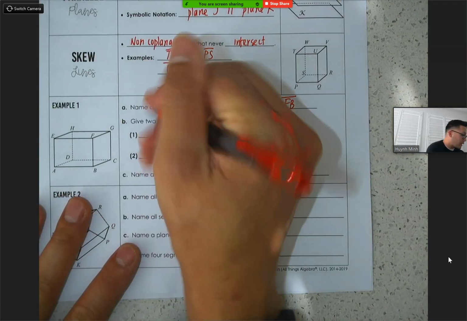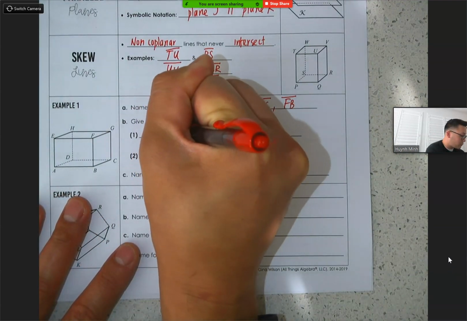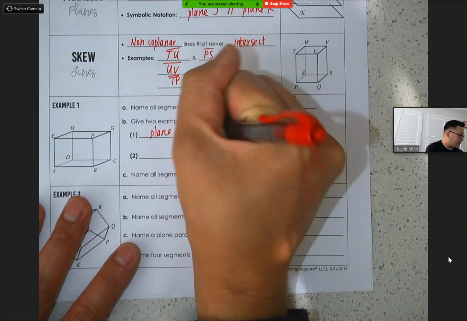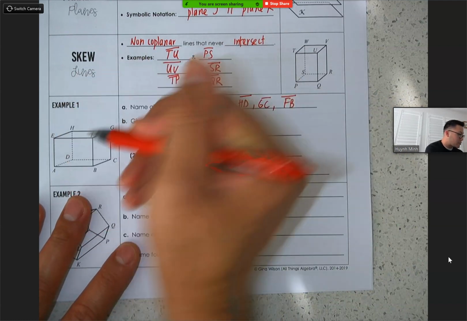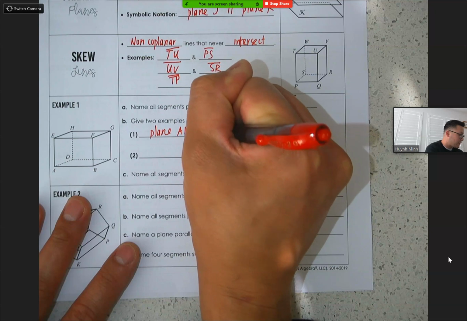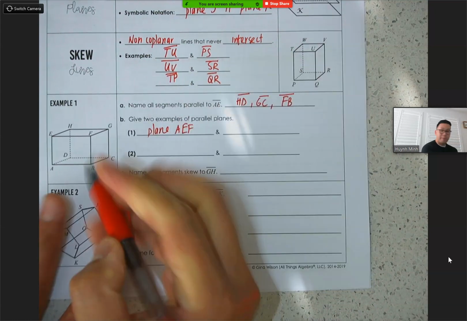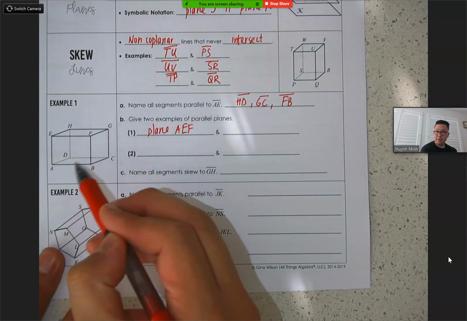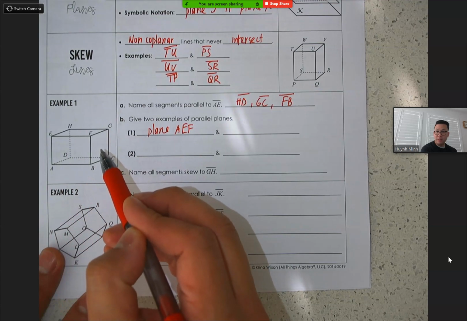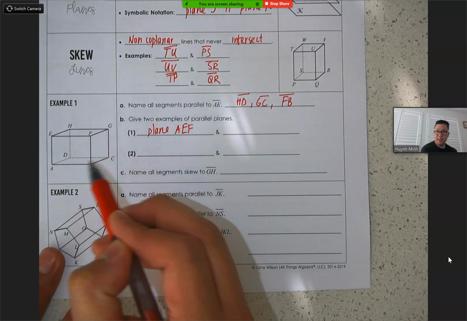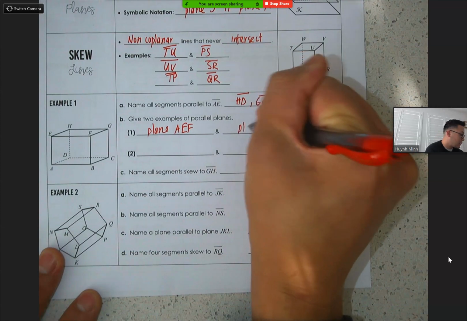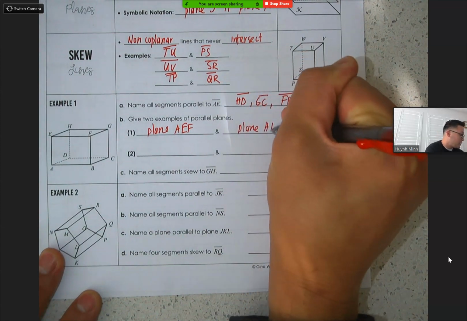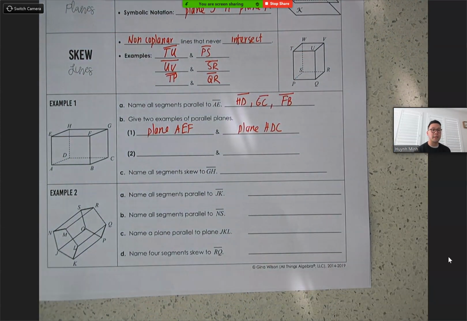So I can say plane AEF. Now, the plane that's parallel to the very front of this would be this back one right over here. So I'll choose any other 3 letters. So I can say plane HDC. Right? HDC.